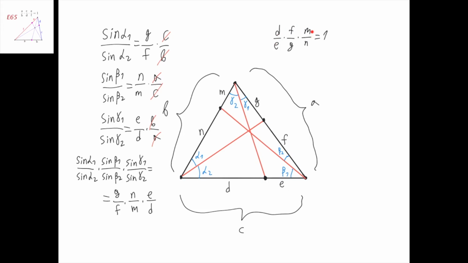And we know that this expression equals 1 if and only if these three lines intersect at one point. And this expression equals 1 if and only if this expression equals 1. And since this equals this, then this expression equals 1 if and only if this expression equals 1. But this expression equaling 1 is exactly the statement of the sine form of Ceva's theorem. Therefore, the two forms, the normal form given by this equality and the sine form given by this equality, are exactly the same statement, so they're equivalent.